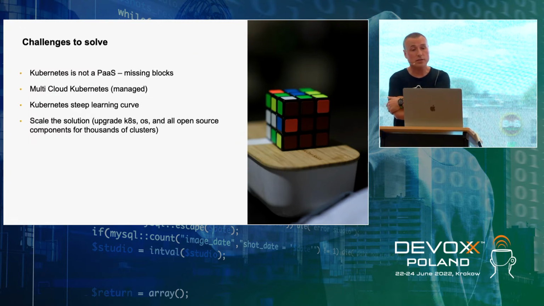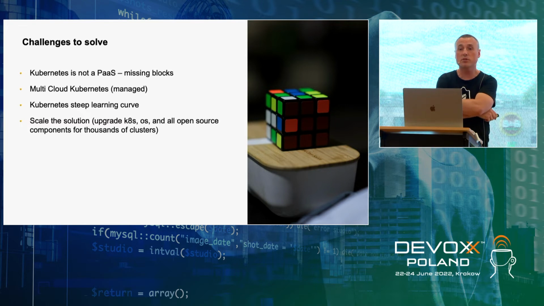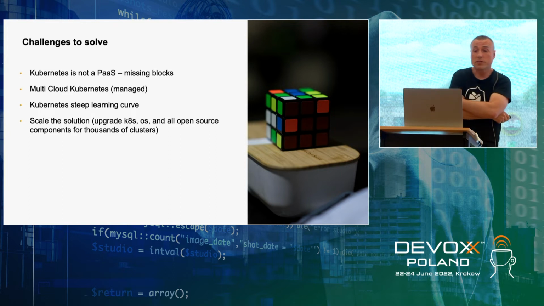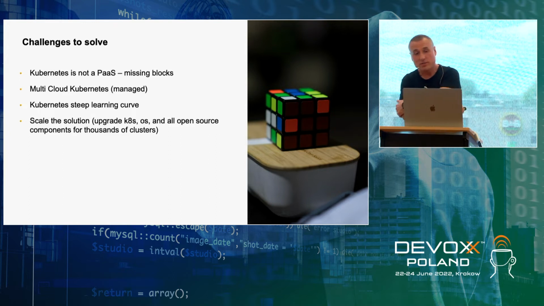But now let's get back to our story. We have this BTP, Business Technology Platform, in SAP based on Cloud Foundry, and now we want to bring people to Kubernetes. You remember in the past we had many more things. We still need to find these missing blocks. Kubernetes is not a PaaS. You have these missing blocks. We need to bridge the gap.